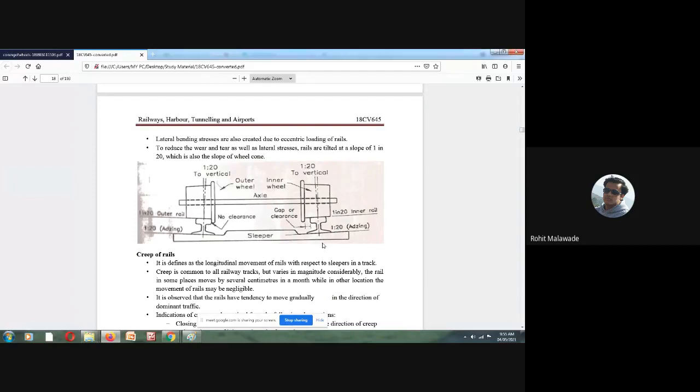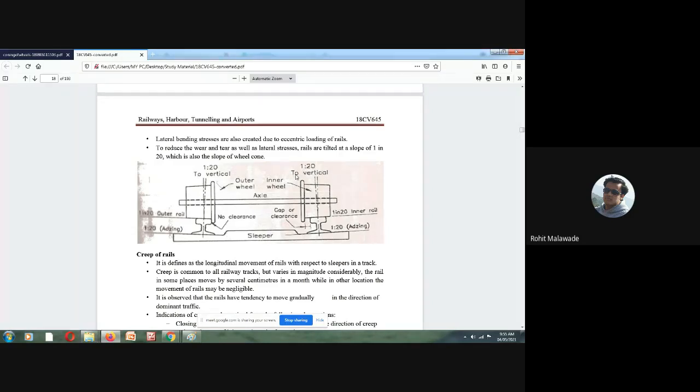Since we have provided the slope to the sleepers where we are resting these rails, again 1:20 will be maintained, and again we have 1:20 to the rail wheels. So we have provided the coning. Overall, it maintains a slope of around 1:20 to the entire permanent way. So this is how the coning effect works, and this is the reason why we provide the coning.